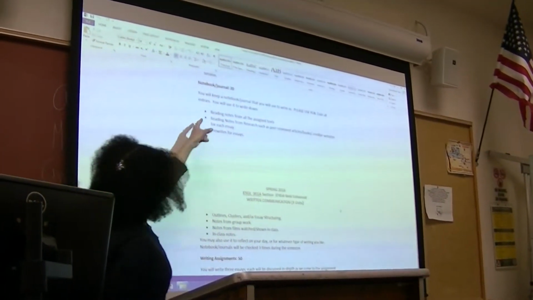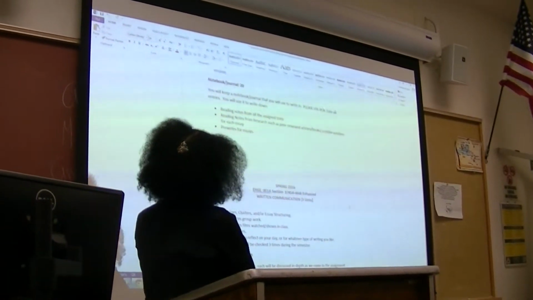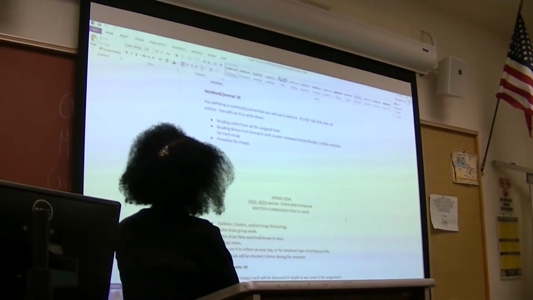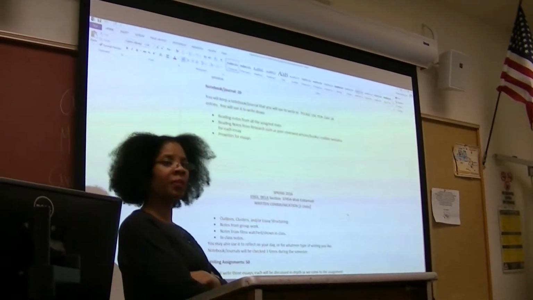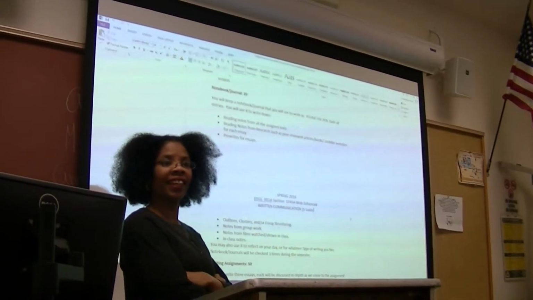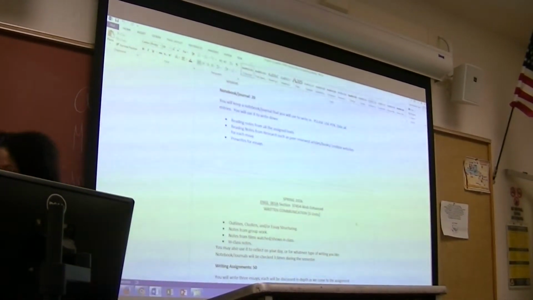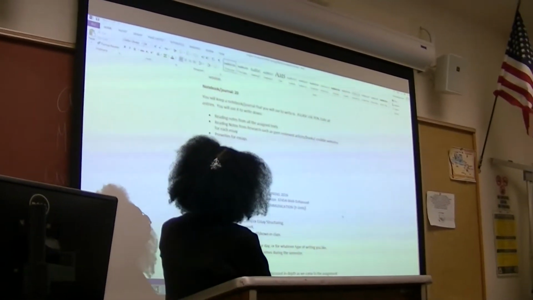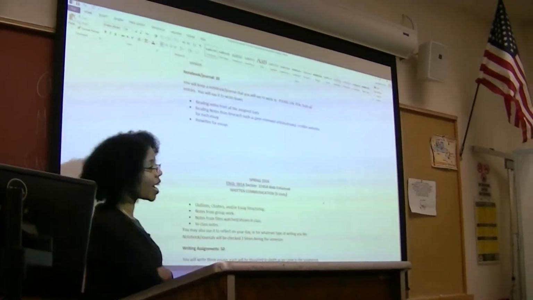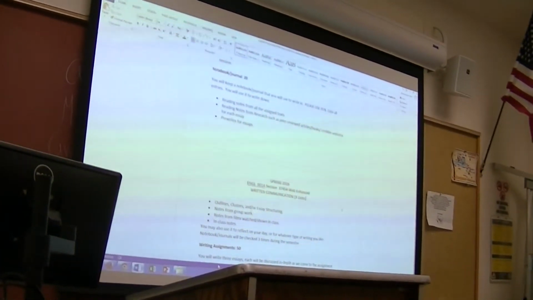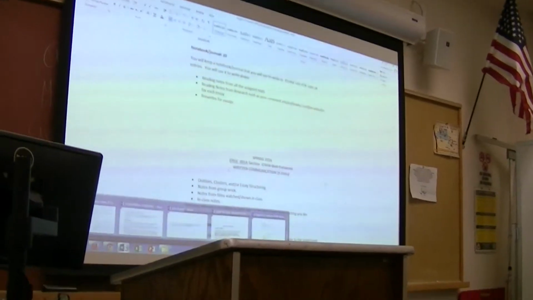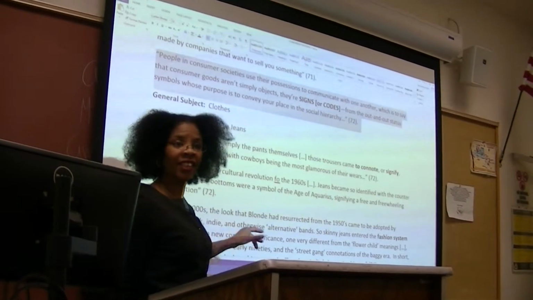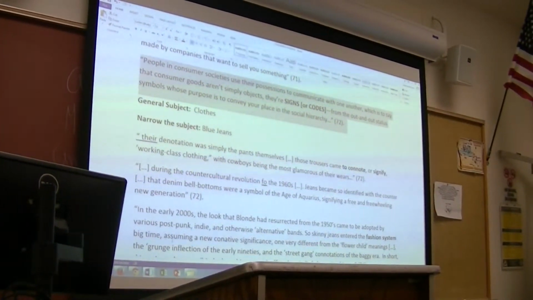Your notebook journal is 20 points. You will keep a notebook journal that you will use to write in. Please use pen. Date all entries. So I'm going to look for today's date, and I'm going to look for that title, Consuming Passions: The Culture of American Consumption. You'll use it to write down reading notes from all assigned texts. That's this stuff.